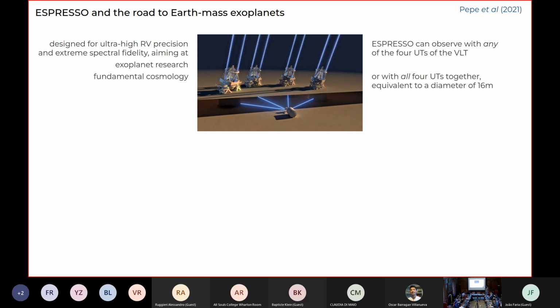ESPRESSO can observe, as you see here in this concept, with the 4 unit telescopes of the VLT combined, and in that case it's equivalent to a 16-meter telescope. But for the exoplanet use case, we typically just use 1 UT at a time. Even then, it's either one of the 4 UTs that ESPRESSO can use.